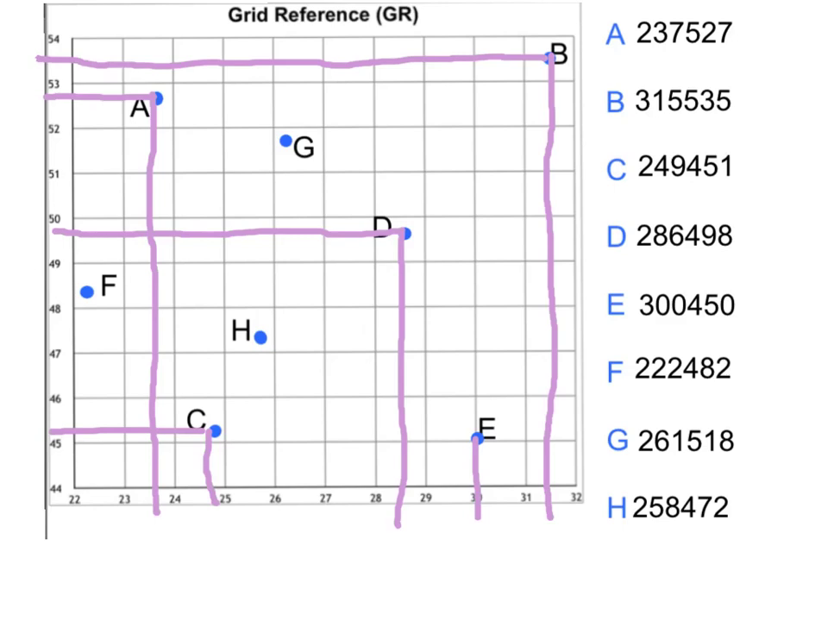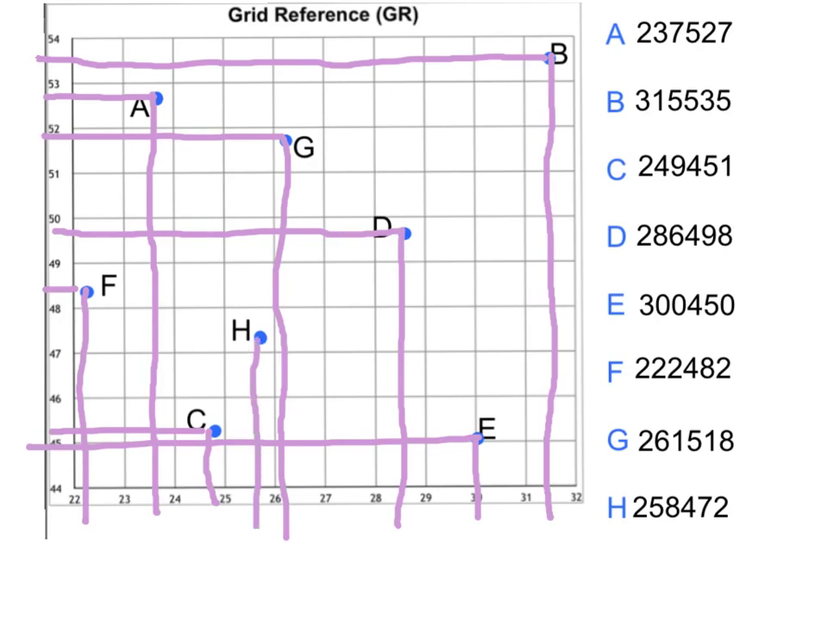E, big number 1, is 30. Remember, because it is not across, you have to include that 0. So 30, 0. And then the same with across, 45, 0. F, big number 1, 22, 2, across 48, 2. G, big number 1 is 26, 1, and across is 51, 8. H is 25, 8, and 47, 2 if we go across.